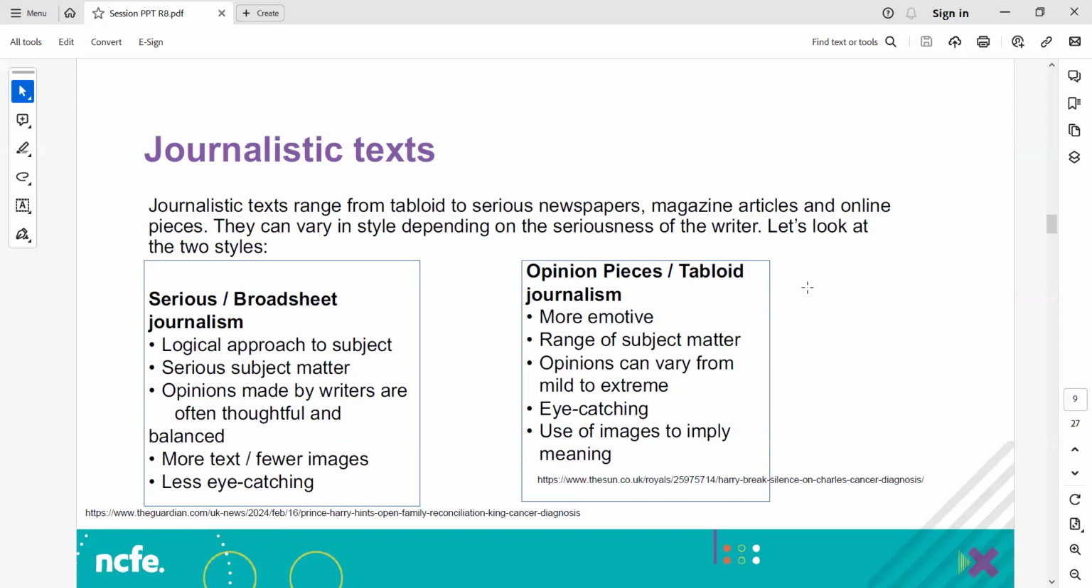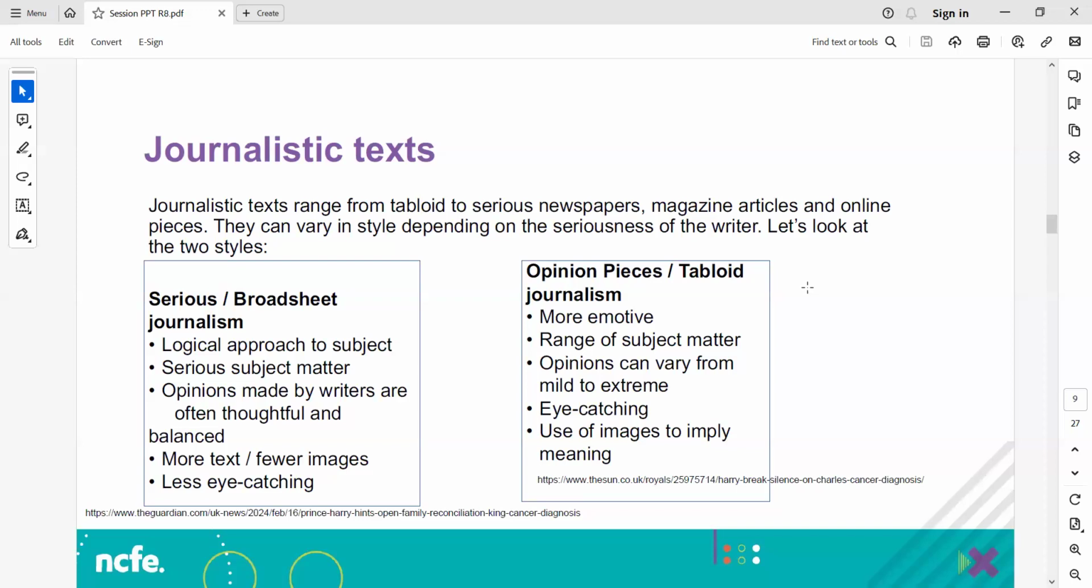And the two styles are very different. So in a serious newspaper, a broadsheet newspaper, there'd be a logical approach to the subject, often a serious tone, serious subject matter to the article. So what are they writing about in that newspaper? What are those texts that usually have serious subject matter?